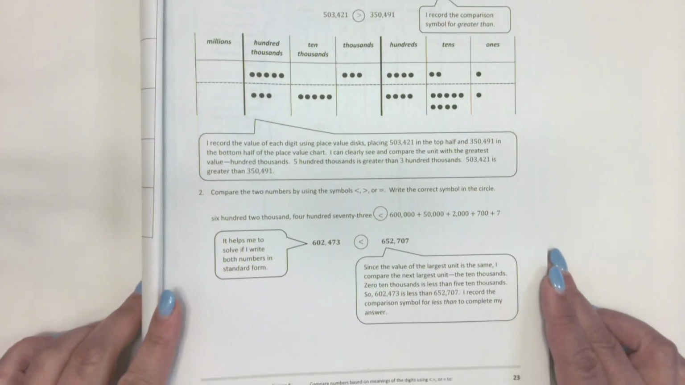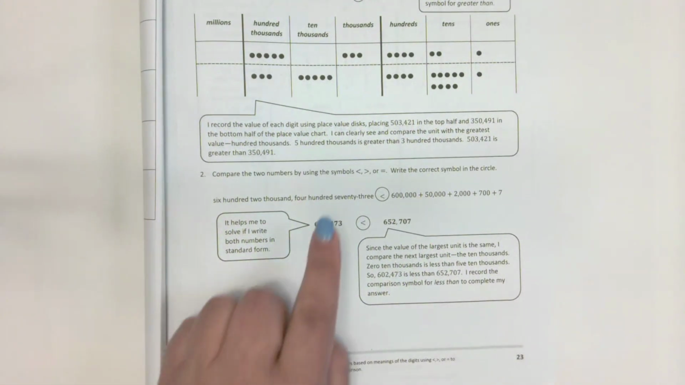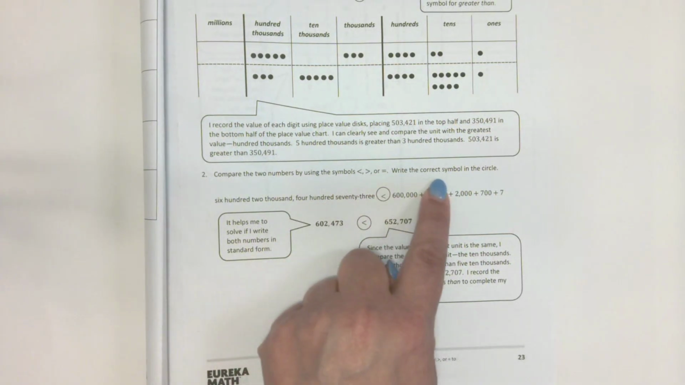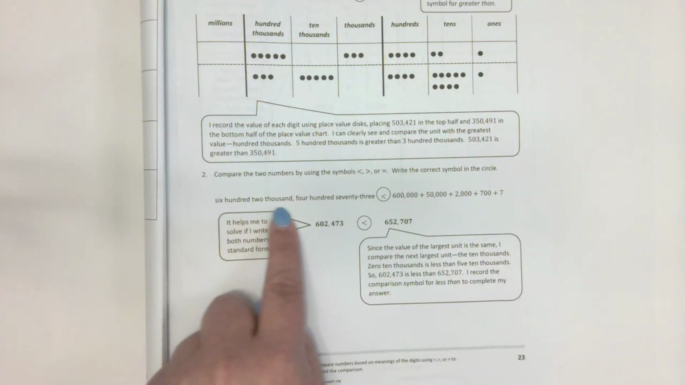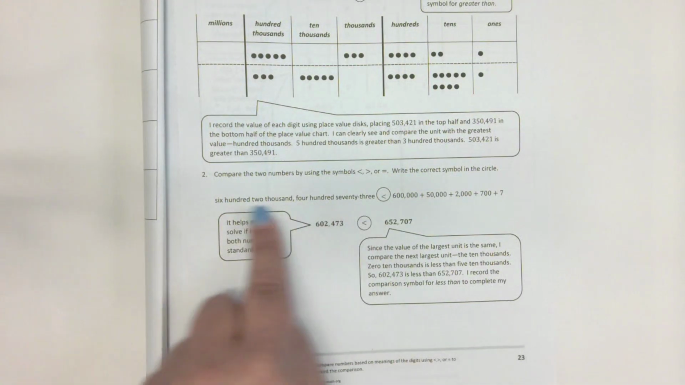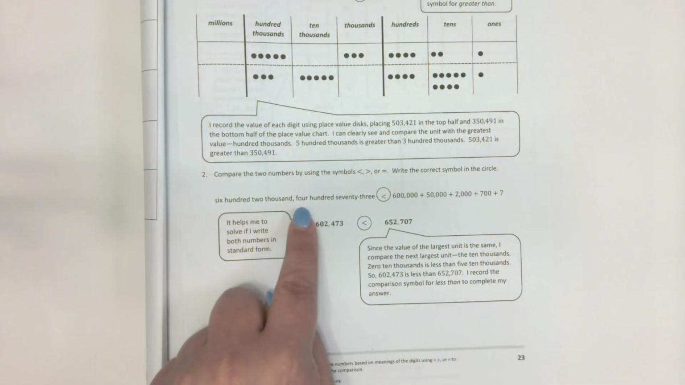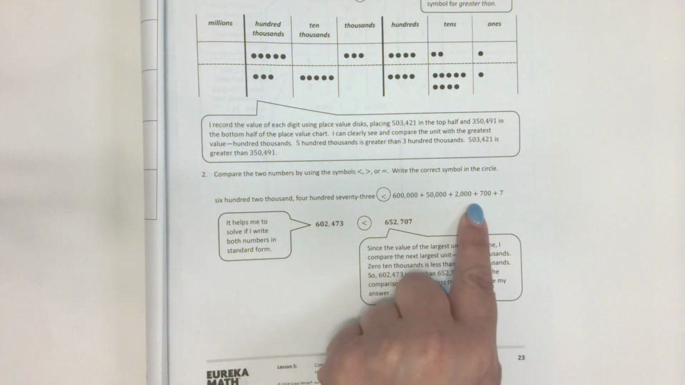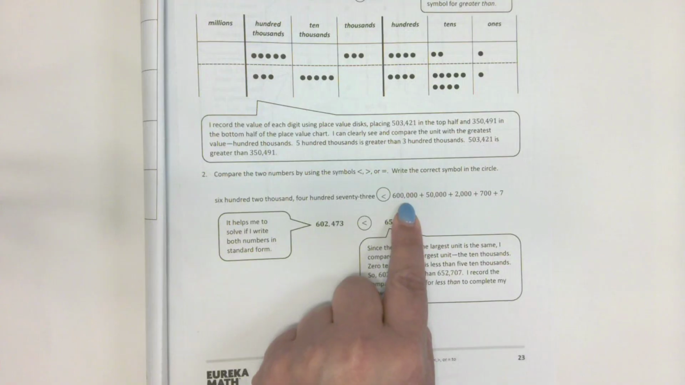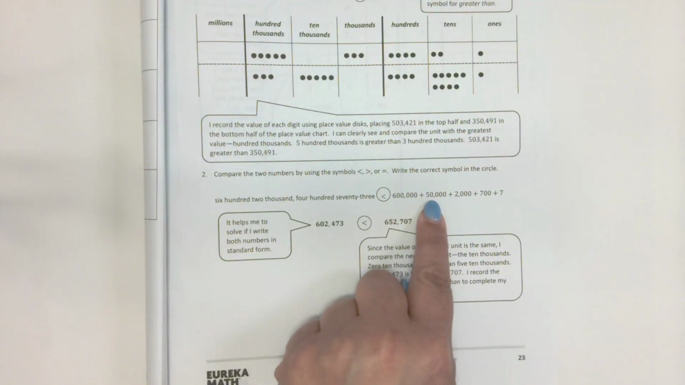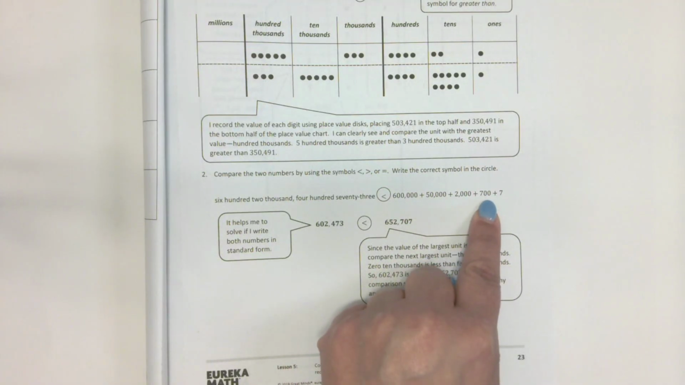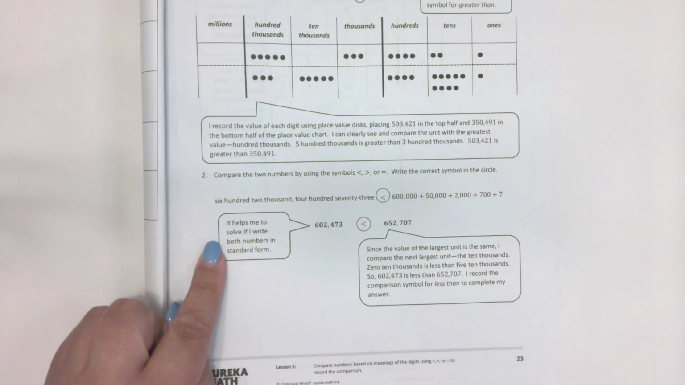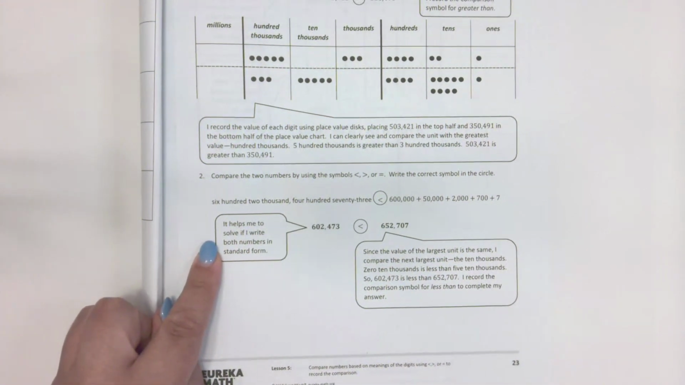Number 2 says compare the two numbers by using the symbols less than, greater than, or equal. Write the correct symbol in the circle. This number is written in word form, 602,473. And this one is written in expanded form. It says 600,000 plus 50,000 plus 2,000 plus 700 plus 7. It helps me to solve if I write both numbers in standard form.